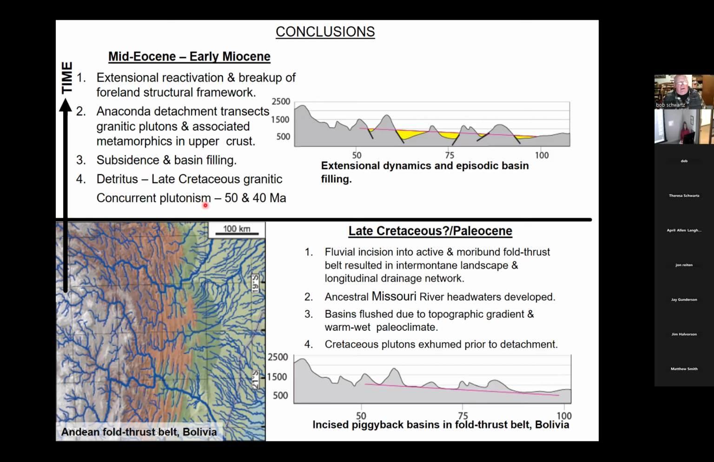The detritus was only late Cretaceous granitic detritus, but at the same time, plutonism was going on at depth beneath the same igneous complexes. And what I did here is I took the profile from below, and used this red line as a reference line. Down below, it connects the Tallweg, or the bases of the intermontane basins or the piggyback basins. And I said, okay, let's take that profile and subside it and stretch it a little bit.